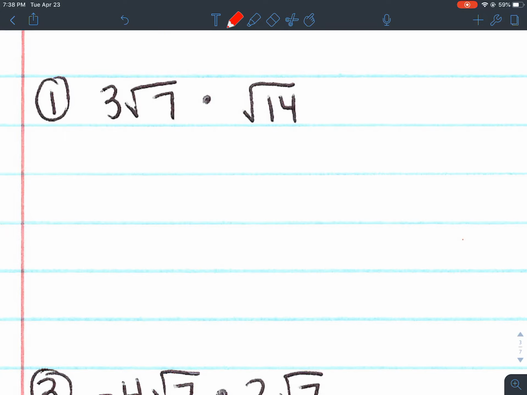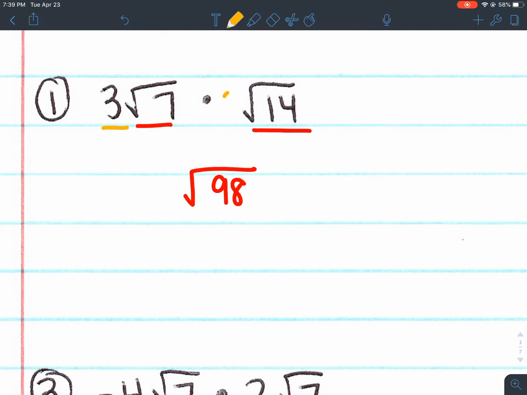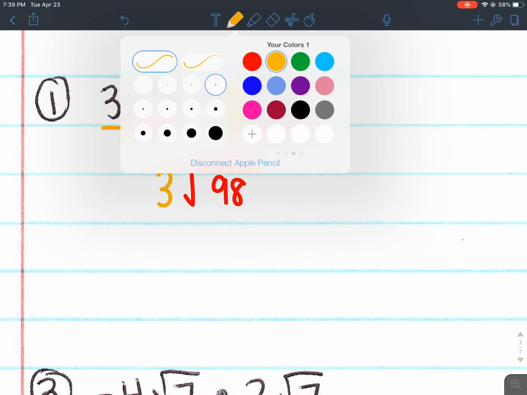Number one. Inside my radicals, I have 7 and 14. So it's going to give me the square root of, what is that, 96? 14 times 7 is 98. And then the number on the outside is 3 and technically a 1, so 3 times 1 is 3. So you multiply what's on the inside and then you multiply what's on the outside.